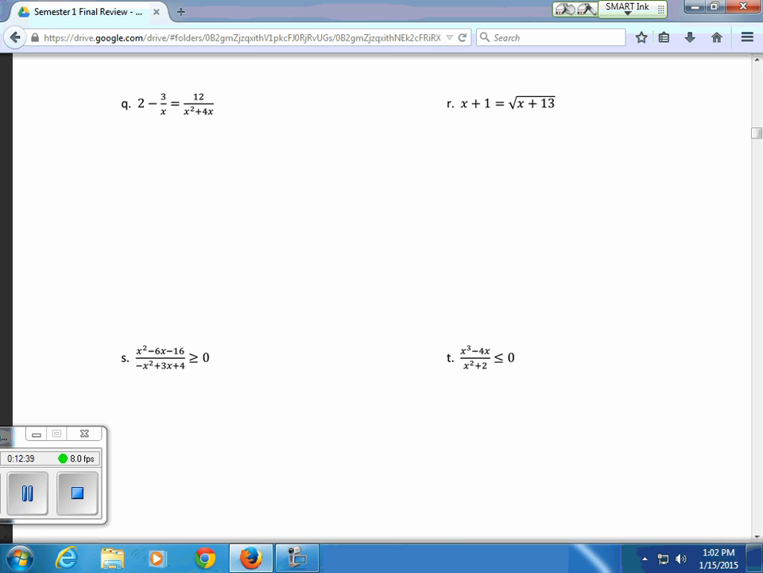On a problem like this, you'd want to set up a number line. Notice it's got an inequality. And then you want to factor the top and factor the bottom, find the spots that are important, and test the regions around them.